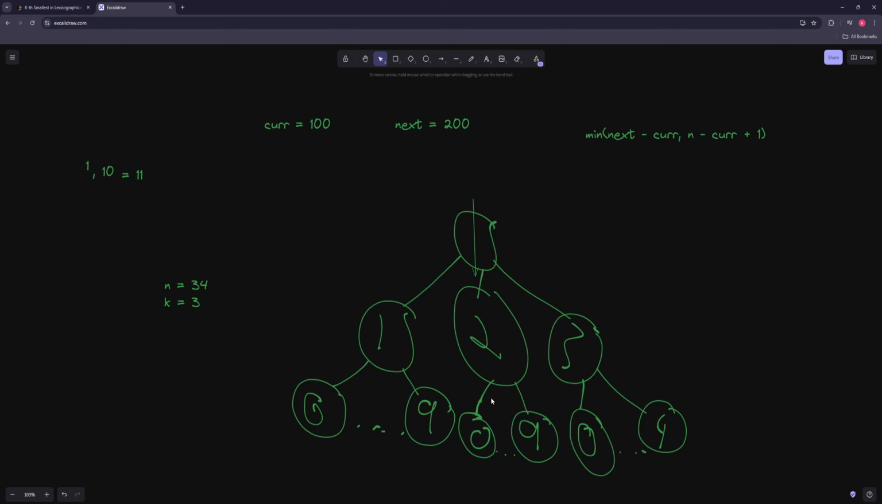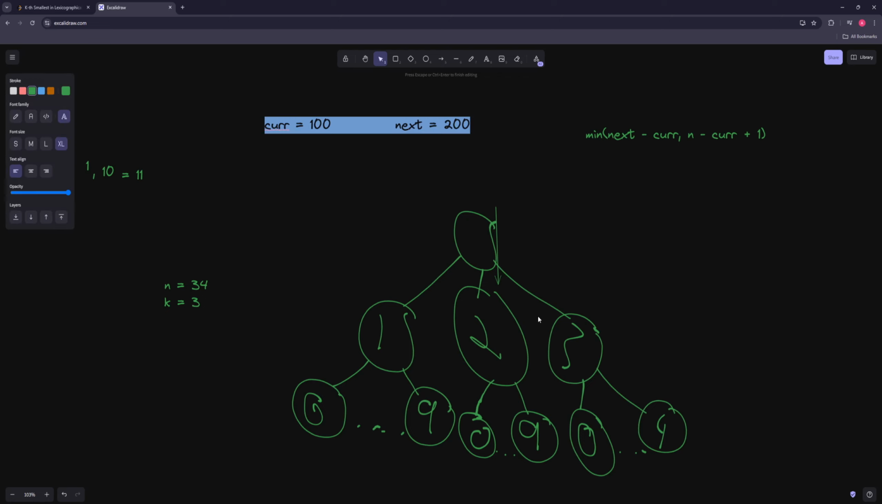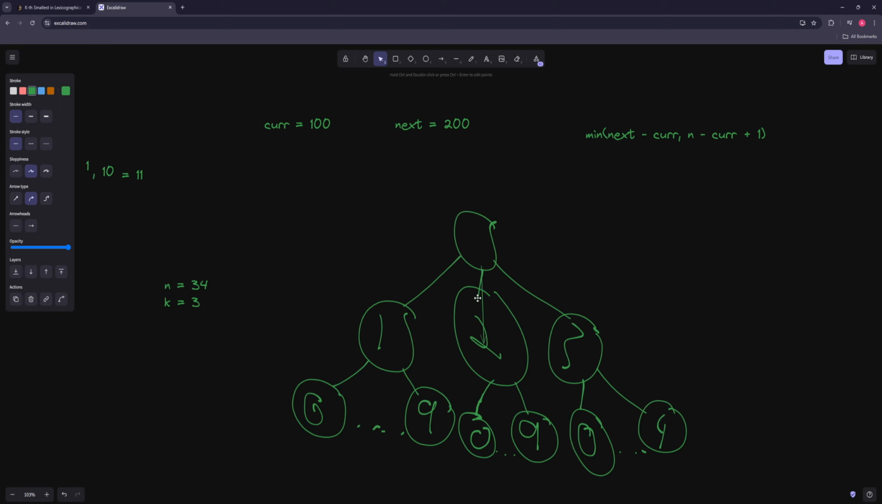And as you can see from this picture, there's also 11 nodes in here. So this whole thing is going to be the same thing. We're going to get like 1 in this level, 10 in this level. So there's 11 nodes in here and k is 3. So that means k has to be in here. So if k has to be in here, we will take our current number, multiply by 10, and subtract 1 from k.